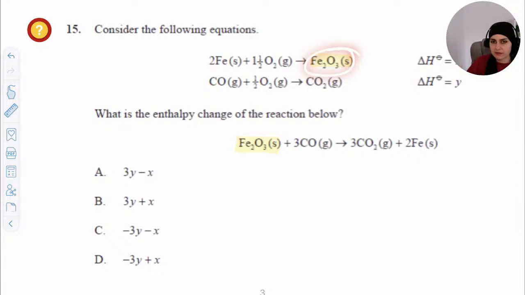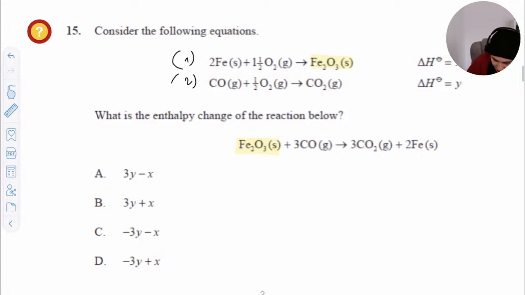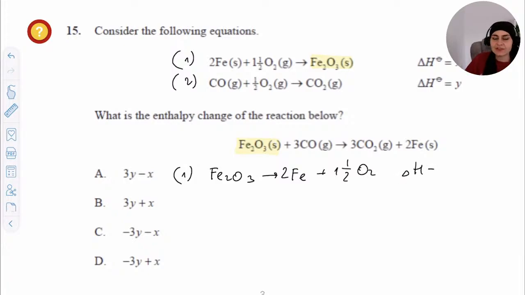But it's on the wrong side. We want it to be on the left side, so we need to flip this equation. Let's say this is equation 1, this is equation 2. So equation 1 I'm flipping. I will not write state symbols just to save time. I flipped it, and when I flip the equation, the enthalpy change changes sign. It used to be x, now it's minus x. So now I've figured out what I need to do with the first equation. Now I have to figure out what I need to do with the second equation.